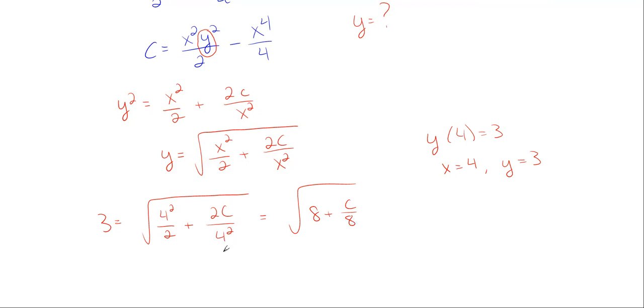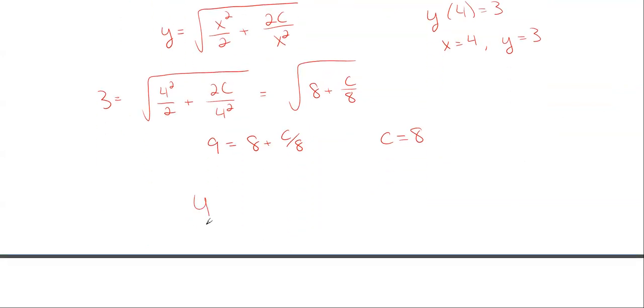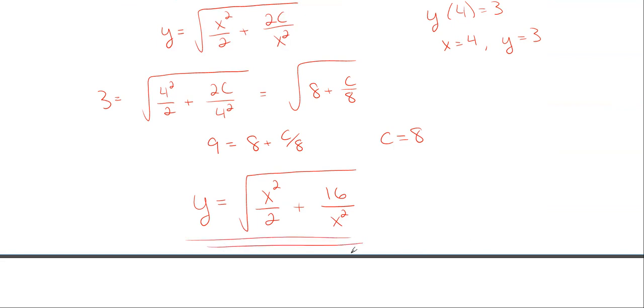So taking the square of each, or squaring each side, I end up with 9 is equal to 8 plus c over 8. And then if you subtract 8 from each side, you end up with c over 8 is equal to 1, and thus c would have to be equal to 8 here. So this means that my true y equation, my true answer, would be this: y is equal to x squared over 2 plus 2 times c, so that would just be 2 times 8, which is 16, over x squared, square rooted, and that is my final answer.